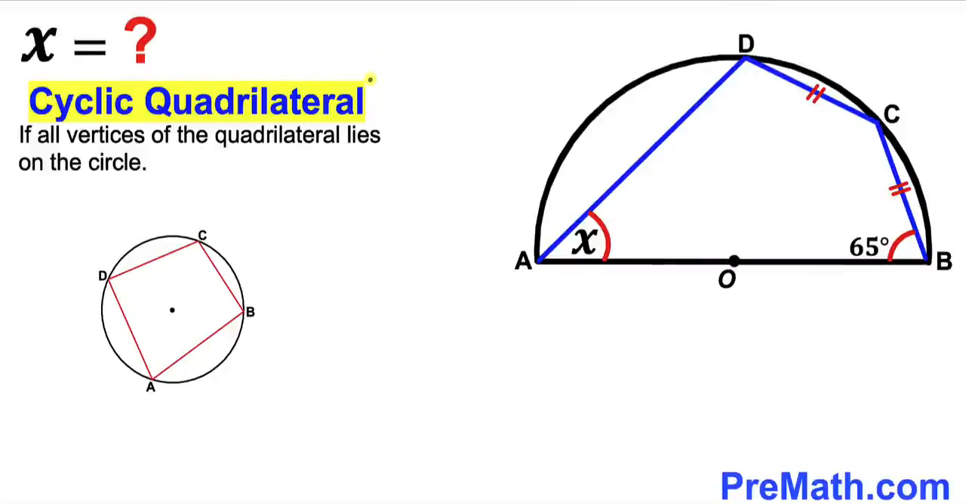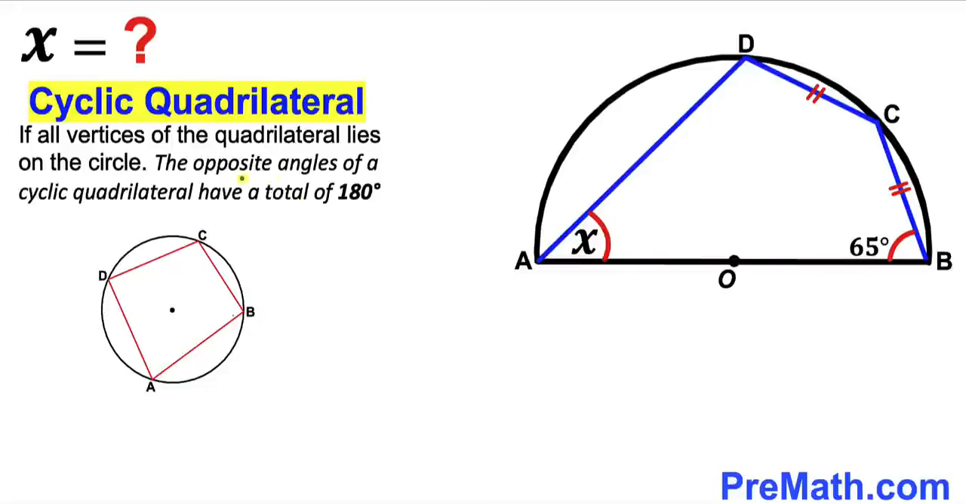And now let's recall the definition of a cyclic quadrilateral. If all the vertices of a quadrilateral lie on the very same circle, then such kind of quadrilateral is called the cyclic quadrilateral, as you can see in this diagram. And here we can see all these points A, B, C and D lie on the very same circle. So no wonder such kind of quadrilateral is called the cyclic quadrilateral. And furthermore, the opposite angles of a cyclic quadrilateral have a total of 180 degrees.